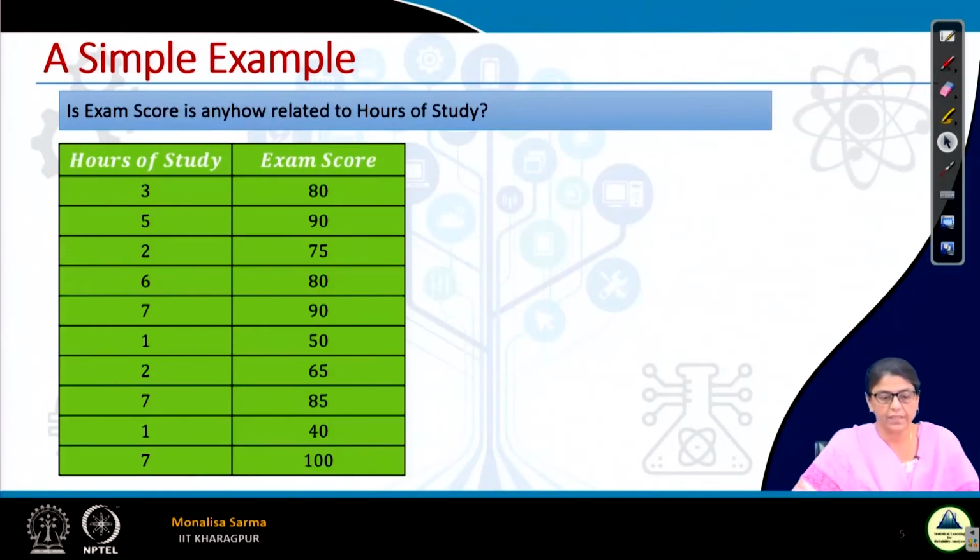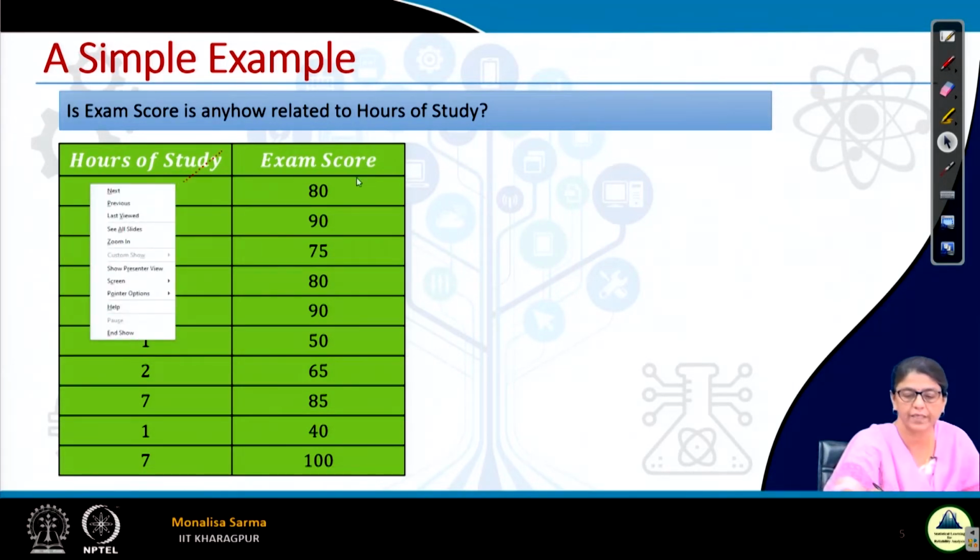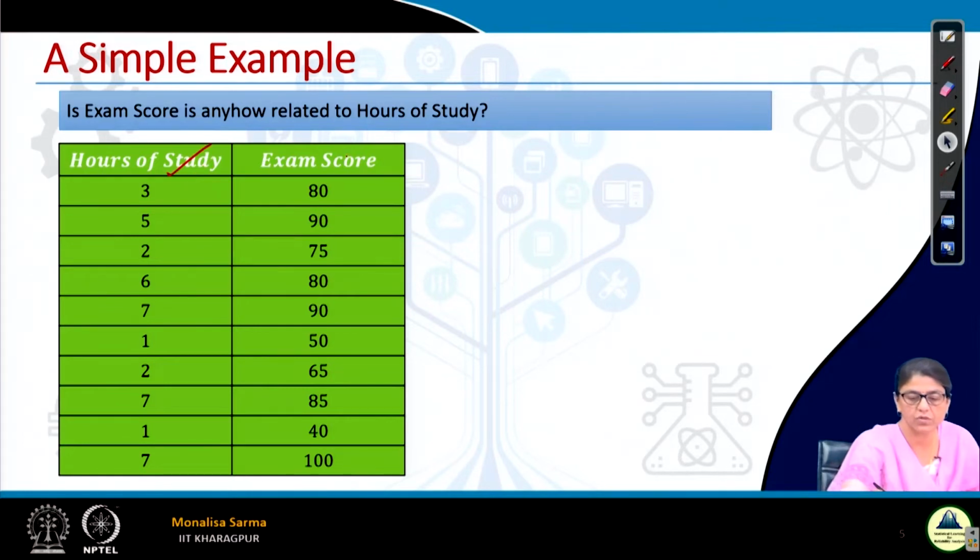In this lecture we will be discussing simple linear regression, that is, one dependent variable and one independent variable. Let us see an example. It is a very simple example. Here there are two variables: hours of study and exam score. Can you tell me which is the dependent variable and which is the independent variable? Definitely hours of study cannot be a dependent variable, as it does not depend on the exam score. Exam score may depend on the hours of study. So, here my independent variable is the hours of study, that is my regressor.